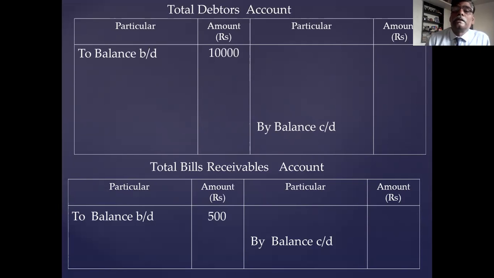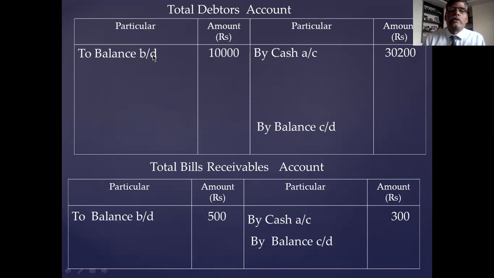Then you come to the second statement, cash book. On the cash book debit side, debtors and bills receivable are there. You record them on the credit side of the account. By cash 30,200. Bills receivable account, by cash 300. These two are from the cash book debit side. Clear? First, I have taken the opening balances from the opening statement of affairs, the first statement, and went to the second statement. In the second statement, I collected two items related with the debtors and bills receivable.